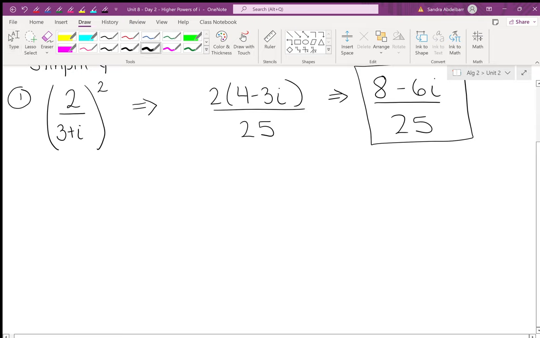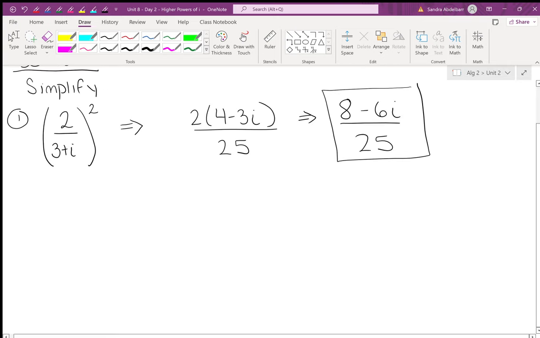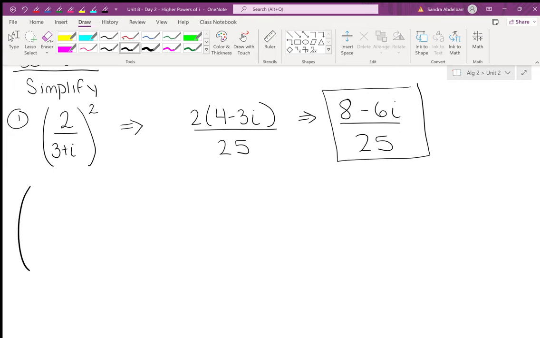So it really didn't matter where you started here, but just to follow the advice I gave you last class, my advice was to always rationalize first and then go from there. But even if you didn't rationalize first in this specific scenario, it wouldn't have made a difference to you. So here we have 2 over 3 plus i, and we're going to obviously end up having to square it.